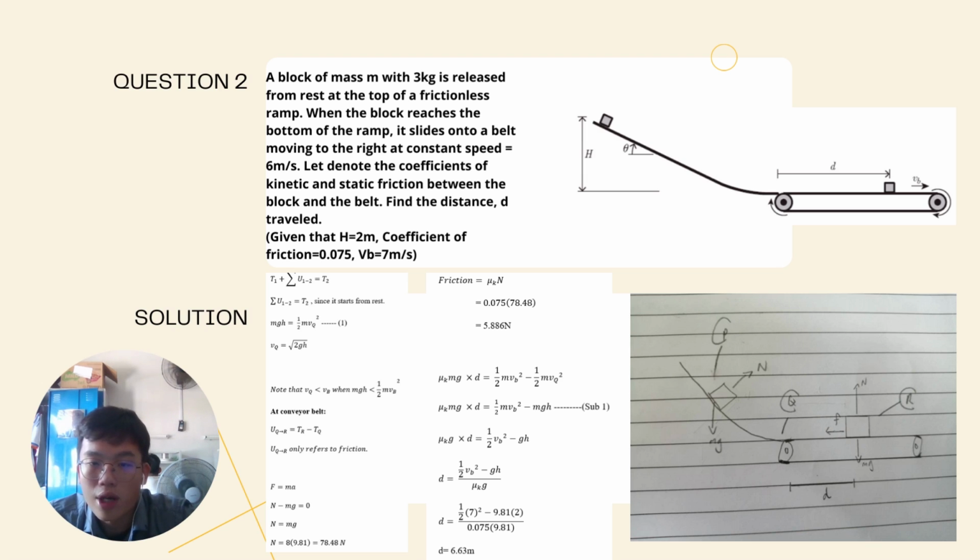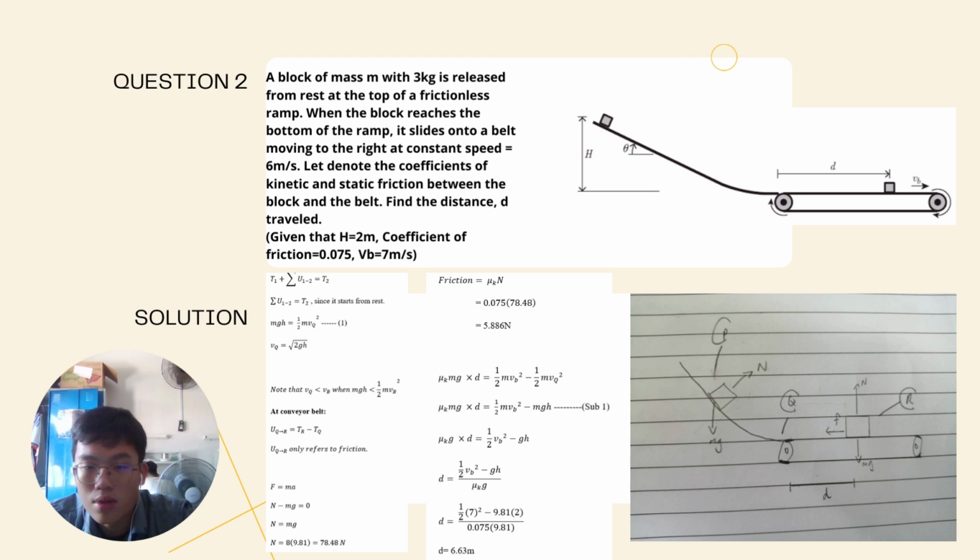Then mu k mg times d is equal to 1 over 2 mvb squared minus 1 over 2 mvq squared. Mu k mg times d is equal to 1 over 2 mvb squared minus 1 over 2 mvq squared, and 1 over 2 mvq squared is equal to mgh. Then we divide by the mass. Mu k g times d is equal to 1 over 2 vb squared minus gh. Then d is equal to 1 over 2 vb squared minus gh divided by mu k g.